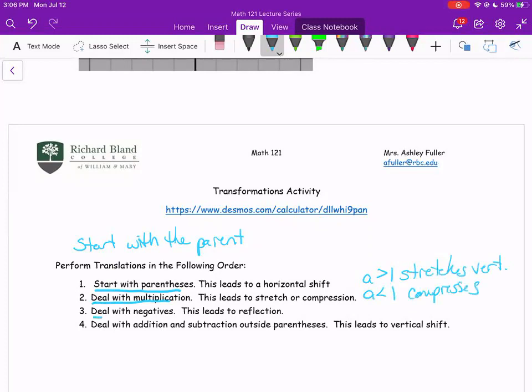We then deal with negatives, which lead to reflection. If there is a negative inside the parentheses, then it's reflected across the y-axis. And if there's a negative in front of the parentheses, then it reflects across the x-axis. And finally, we deal with the addition and subtraction outside the parentheses, which leads to a vertical shift. So what does all of this mean?